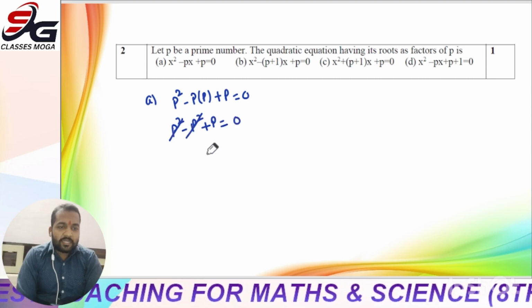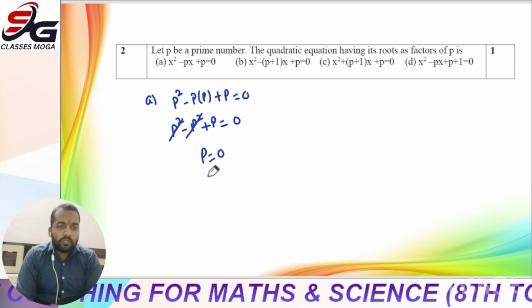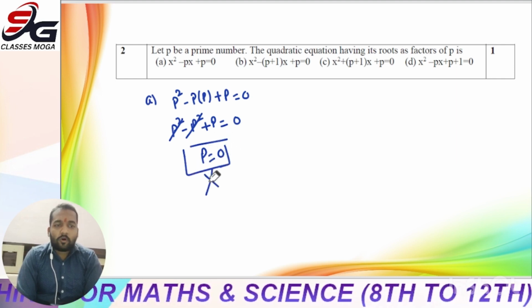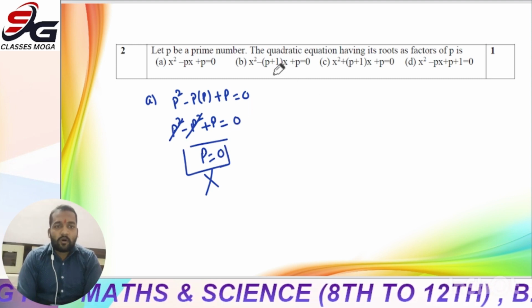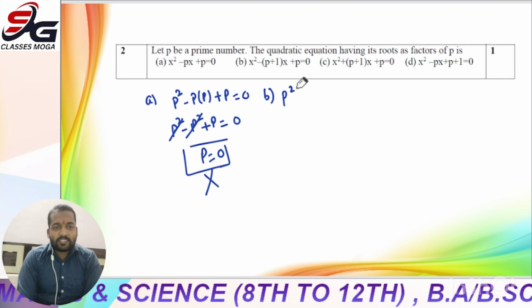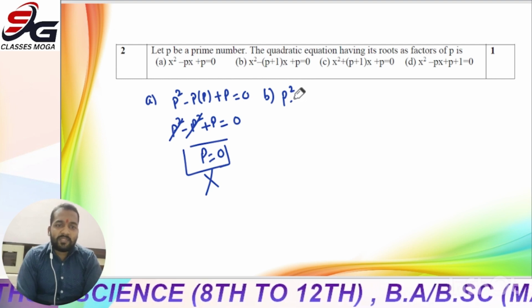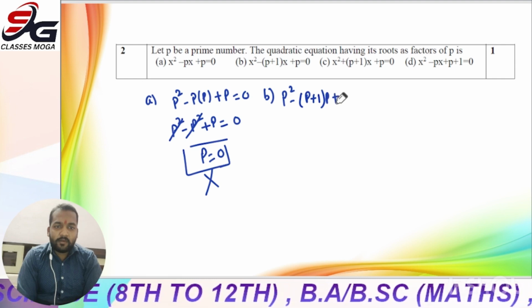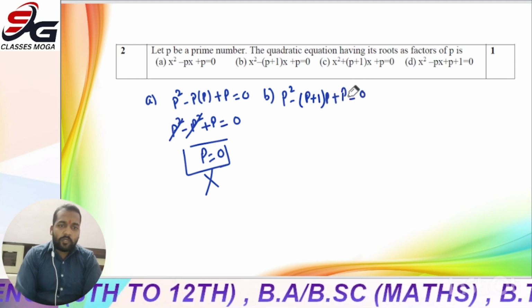So this cancels out. So P is equal to 0. So left hand side is not equal to right hand side. So option A is wrong. Now we have to check option B. In option B, put x equal to P. So it becomes P square minus P plus 1 into P plus P is equal to 0.